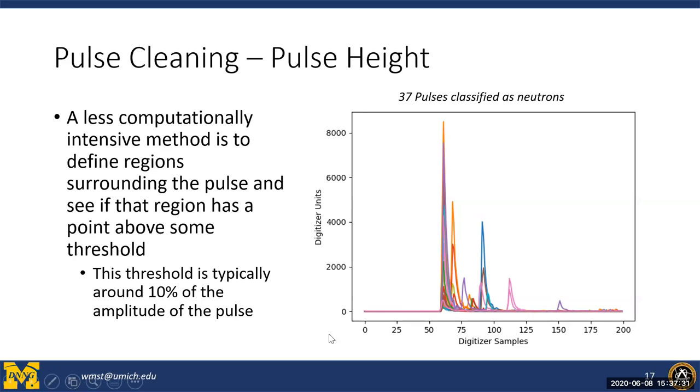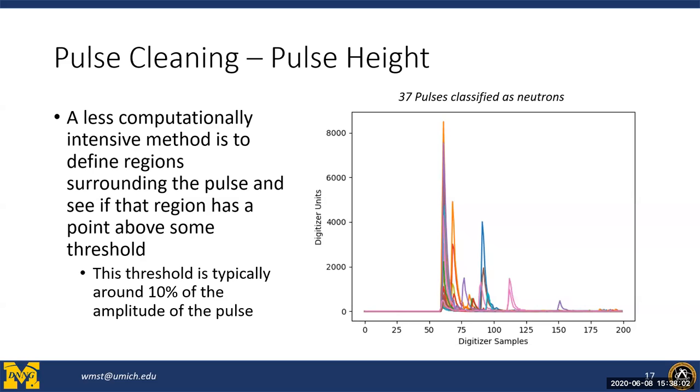So we can define, let's say, starting at 75 digitizer units to the rest of the pulse, if we have a pulse height value or a max value in that range that is above some threshold, we assume that's a double pulse, and then that pulse can be removed. The same thing with the baseline in front in that area, you can do that as well. But in this case, we do not see any double pulses there.